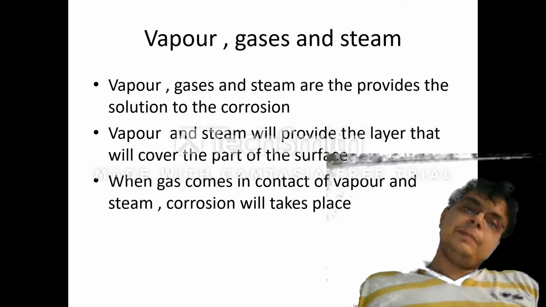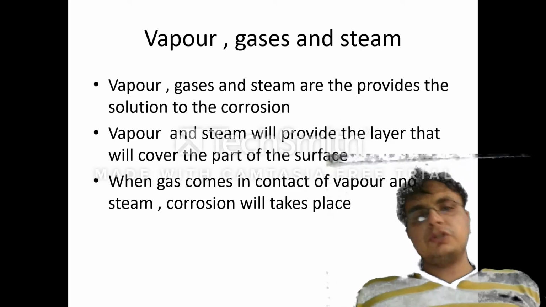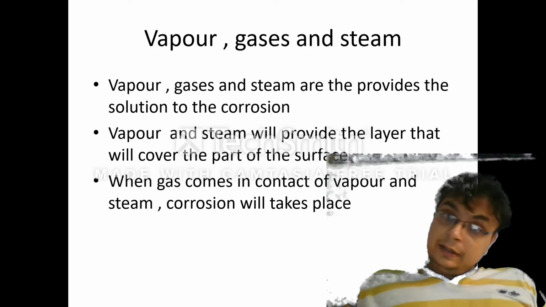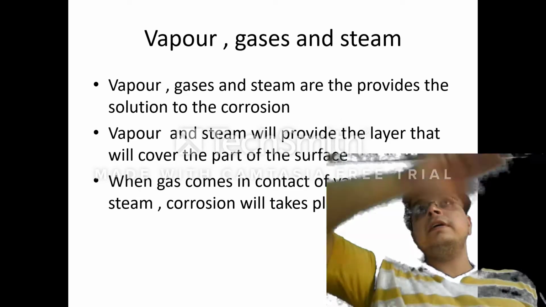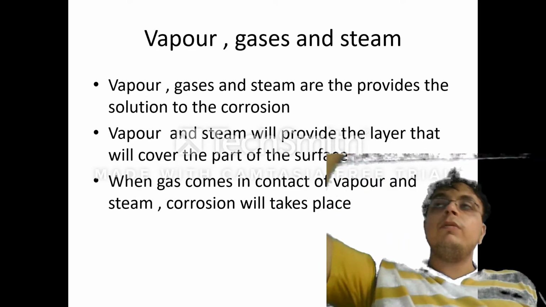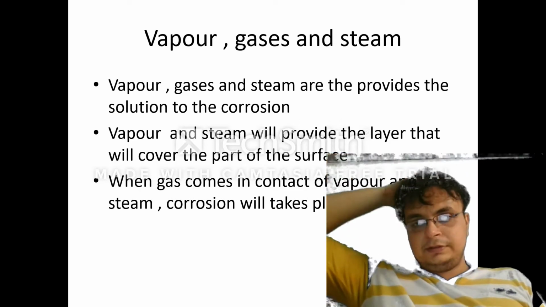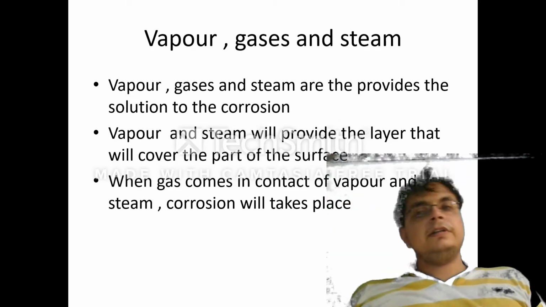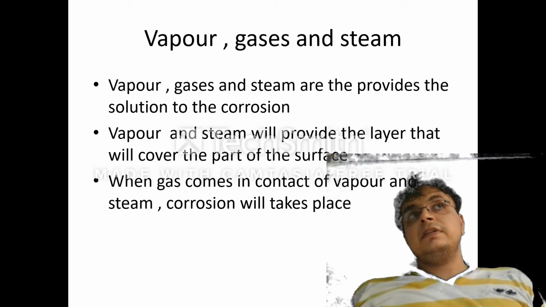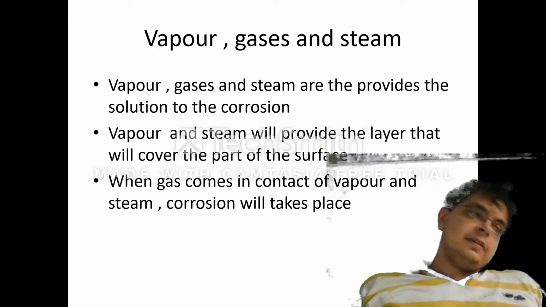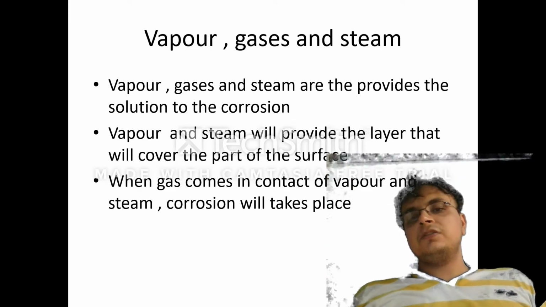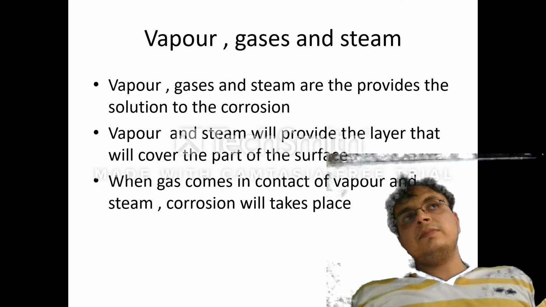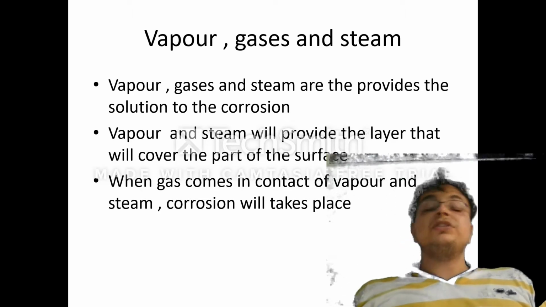Okay, it generally contributes to the corrosion, and vapor and steam will form a layer on the metallic surface. But there is a component whose name is gases, and gases have a variety of characteristics. They are toxic, there are other harmful gases, there are other toxic gases.